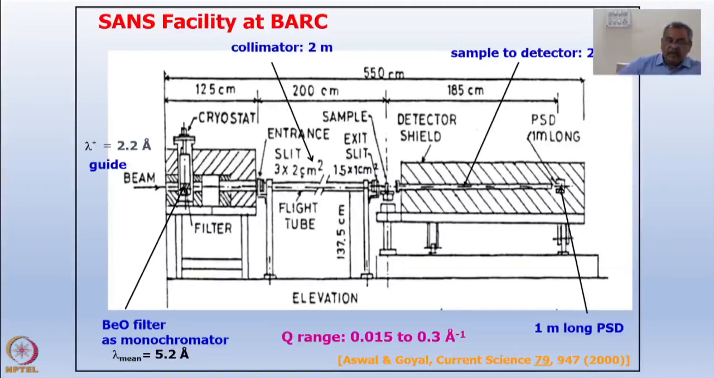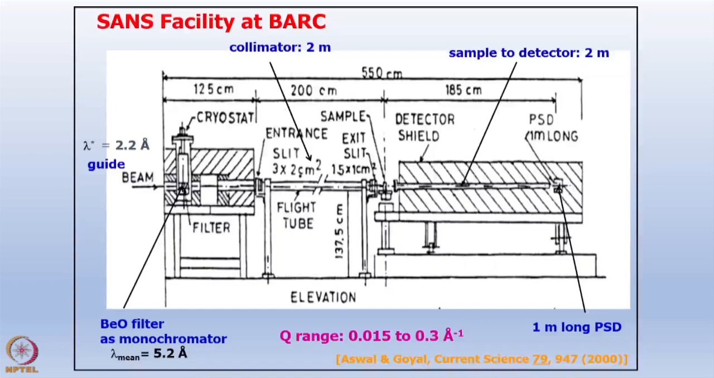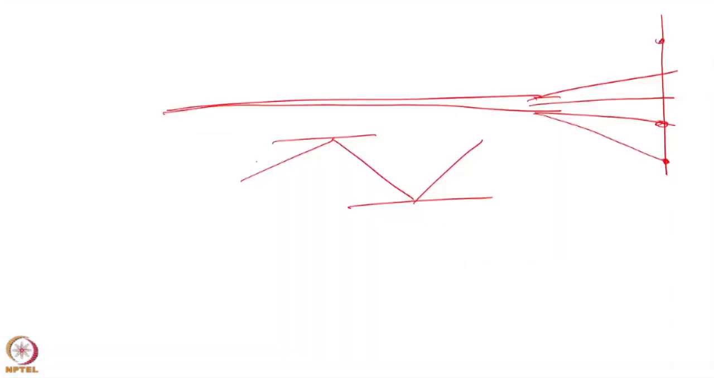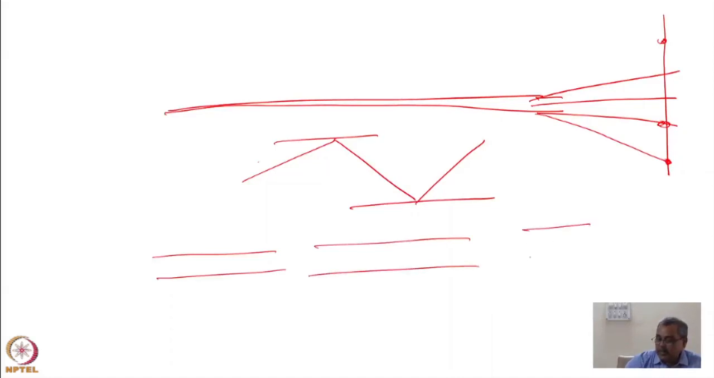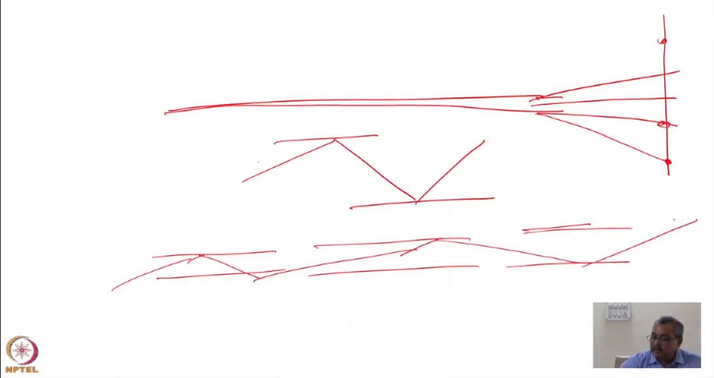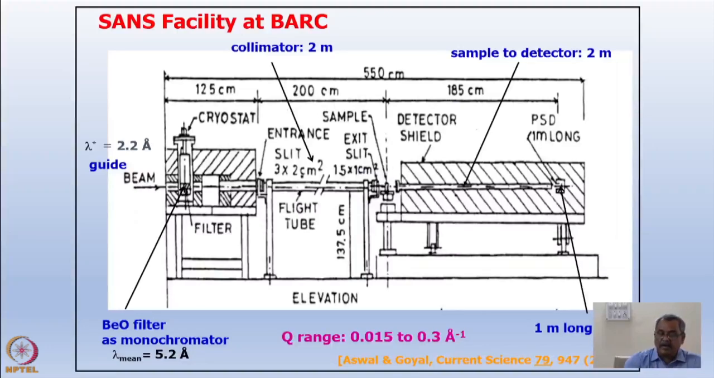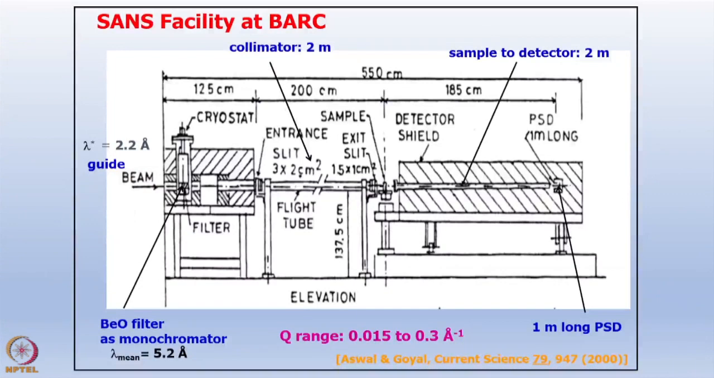So earlier we had this, we have a guide which allows the neutron beam to go. I don't know whether you remember, we talked about neutron guides. Neutron guides are actually optical fibers for neutrons, where neutrons travel through total external reflection over large paths. So we have a guide which is 34 meters long, and after 34 meters we have this. The beam comes from the guide, and there's a cryostat which has got a beryllium oxide filter. I'll quickly tell you what it is, and then there's a detector shielding followed by a 1 meter long PSD.